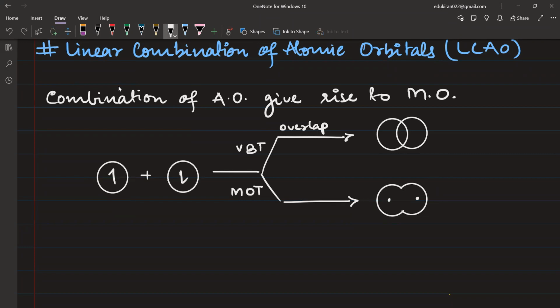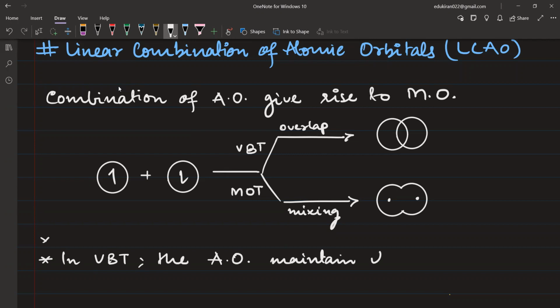Now, what is the difference here? This is overlap, and this is mixing. Now, when we have VBT, valence bond theory, please write: in valence bond theory, the atomic orbitals maintain their identity. ठीक है, आपको पता चल रहा है कि ये s orbital है, ये भी s orbital, right? But when you see a molecular orbital, it is a completely new type of orbital. We have not seen this type of shape anywhere else.